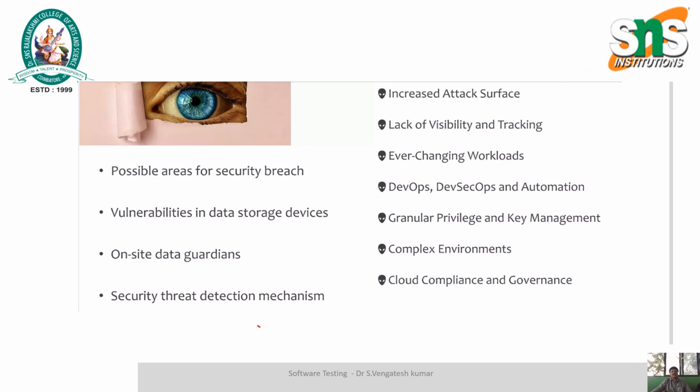Possible areas of security breaches are vulnerabilities in data storage devices, on-site data guardians, security threat detection and mechanisms, increased attack surfaces, lack of visibility and tracking, ever-changing workloads, DevOps sections and operations, security operations and automation, granular privileges and key management, complex environments, and cloud compliance and governance.